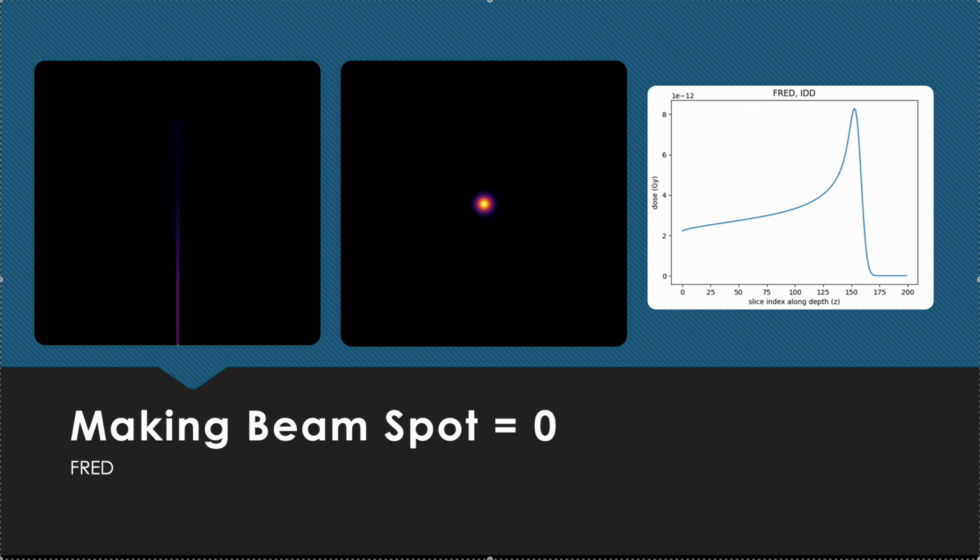Now this is what I get for making the beam spot equal to 0. So my beam spot size is now equal to 0. You look from above, and the beam is going from you to the screen, and you're looking from above the screen. I hope I'm making sense.